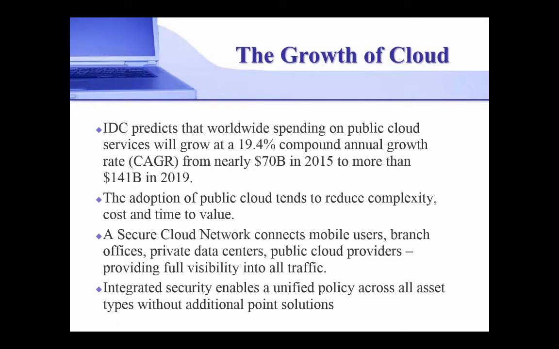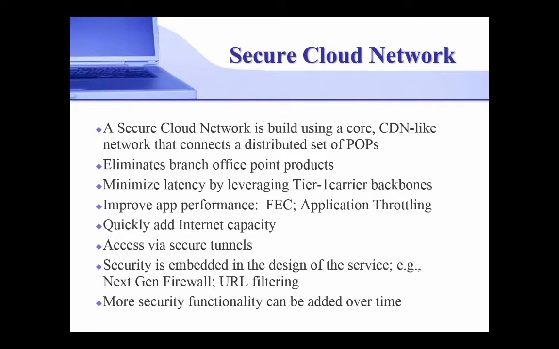Now, when I think about a secure cloud network, think of a number of points of presence, a number of POPs around the world that are connected in kind of a CDN, content delivery network type approach. Again, eliminating branch office products. And I mentioned the importance of minimizing latency so we get better application delivery. And one way we can do that in a secure cloud network is to have multiple tier 1 carrier backbones and leverage one versus the other.